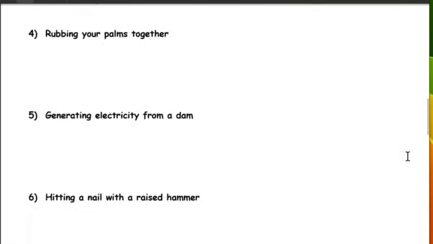Now, rubbing your palms together. When you are rubbing your palms together, the energy with which you move your body parts is in the form of chemical energy. So any form of energy that involves a human being performing an action, the starting energy is the chemical energy that we get from the food that we eat. So rubbing the palm starts with chemical energy.